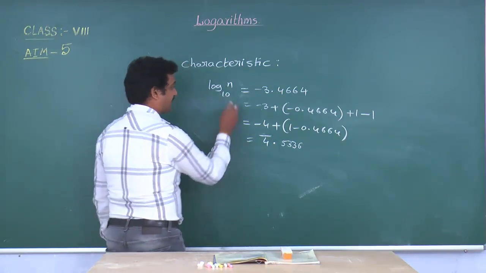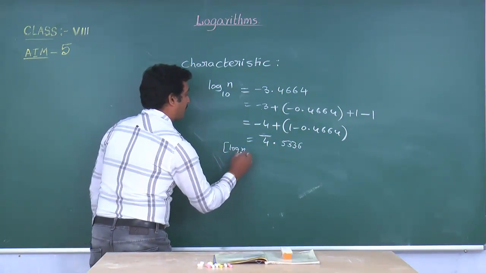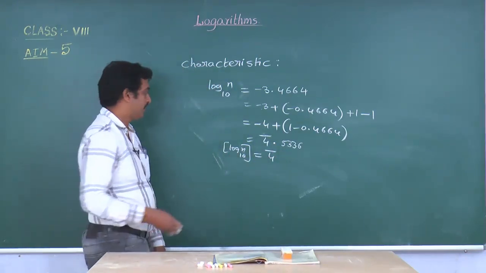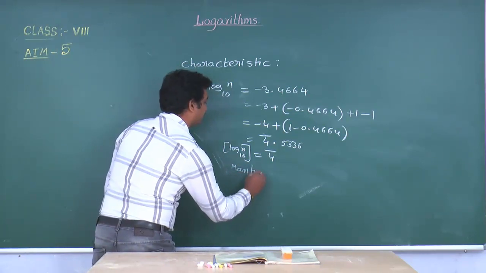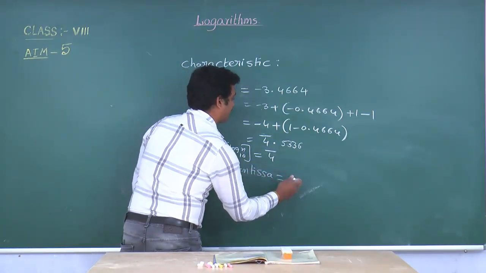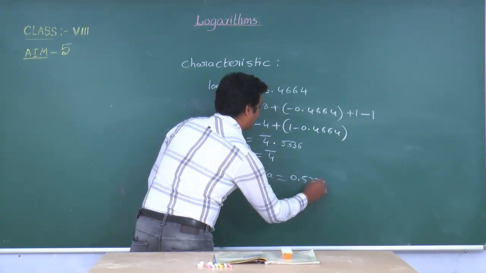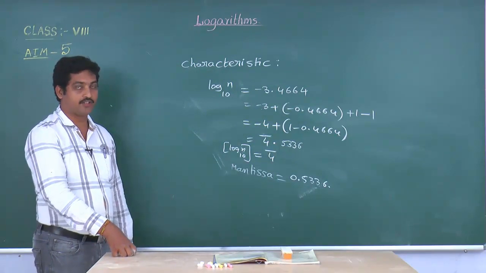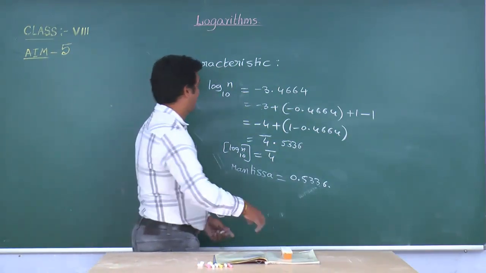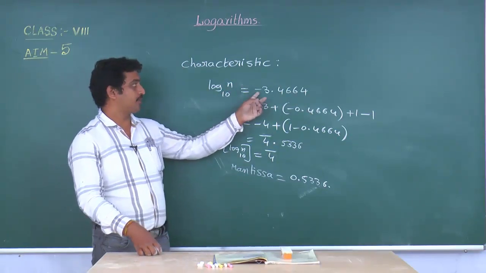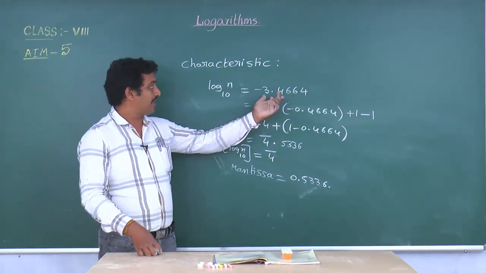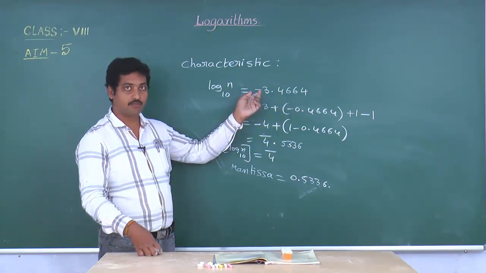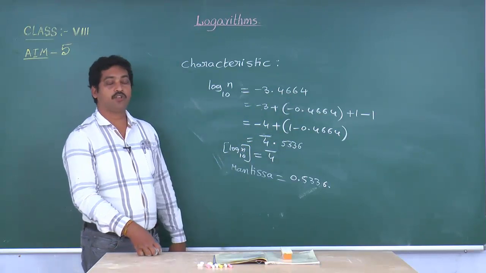Now the characteristic of this logarithmic number, log n to the base 10, is 4 bar. Mantissa is equal to 0.5336. Is it clear, children? This is a very important point to learn. Once again, log n to the base 10 is equal to minus 3 point something. To decide which is characteristic and Mantissa, we need to do something. Before minus, if you keep it, automatically that minus belongs to the decimal part also.